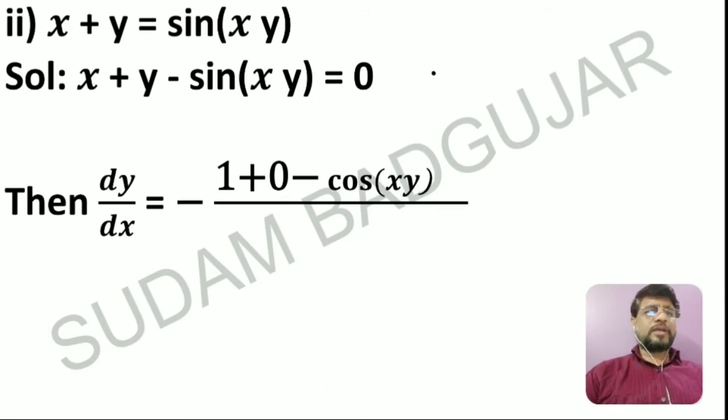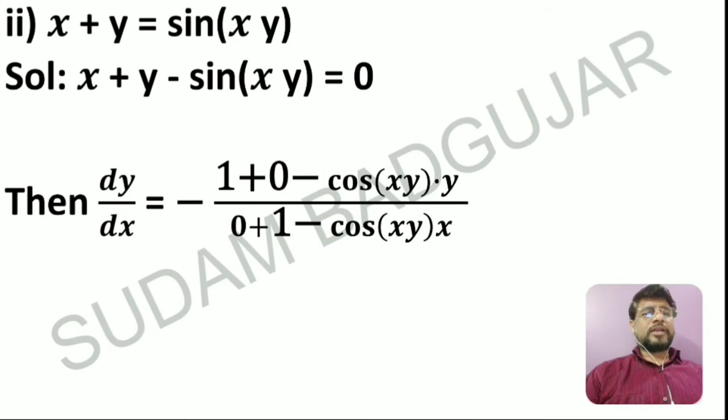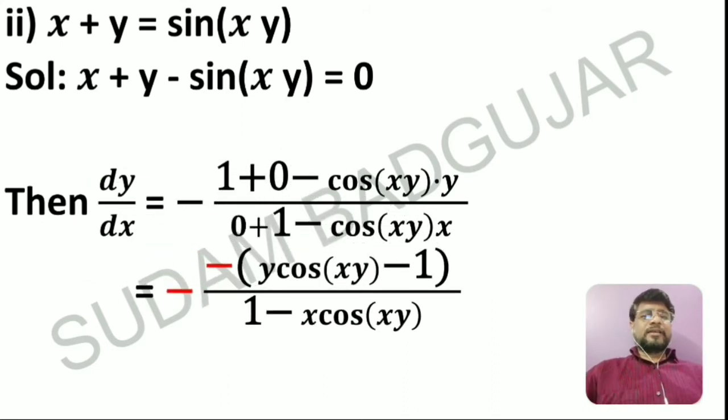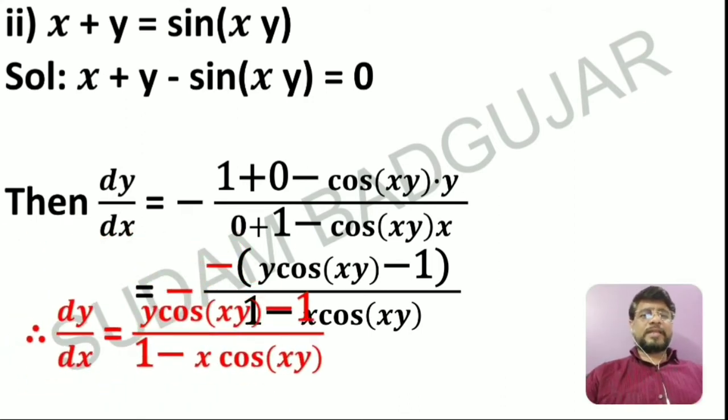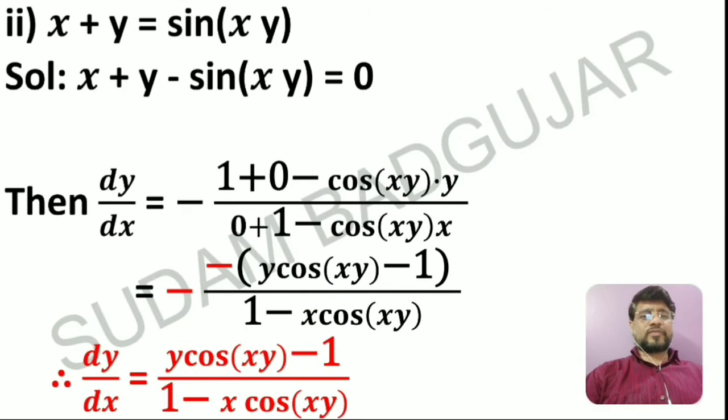Cos of xy into derivative of xy with respect to x is y here, plus derivative of x is 0 plus 1, derivative of sine is cos into x. Okay, now taking minus sign common from the numerator, that is nothing but y into cos of xy minus 1 upon 1 minus x cos of xy. Minus minus become plus, then dy by dx equal to y cos of xy minus 1 upon 1 minus x into cos of xy. That's it.